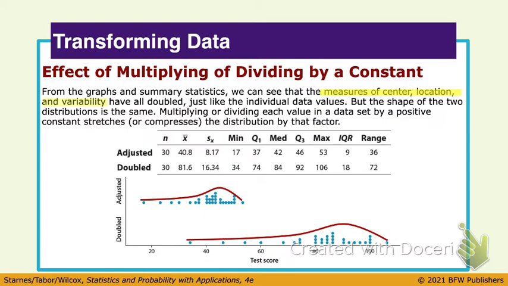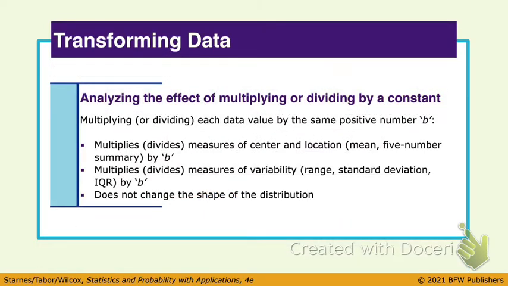All right, so let's summarize this. Whenever we are multiplying or dividing each data value by a positive number, we'll call it B, we will multiply or divide each measure of center and location by B. We're also going to multiply or divide measures of variability by B. When we're multiplying and dividing, the only thing that is not affected is the shape.